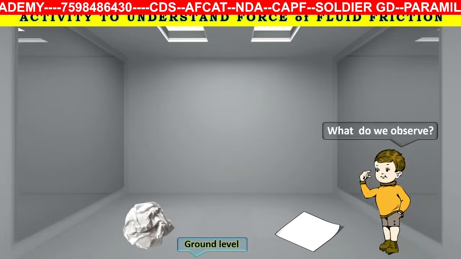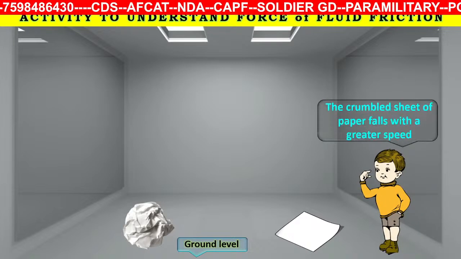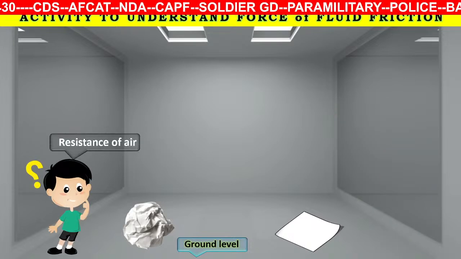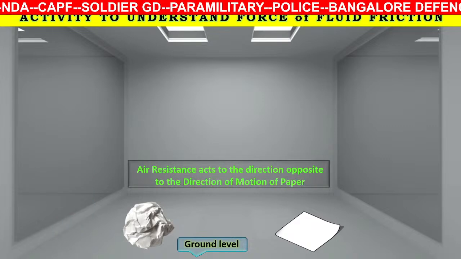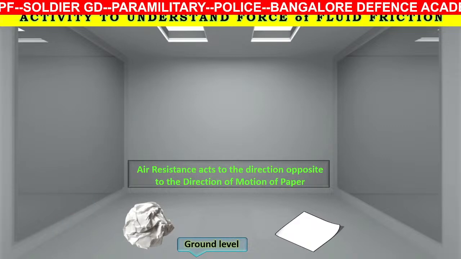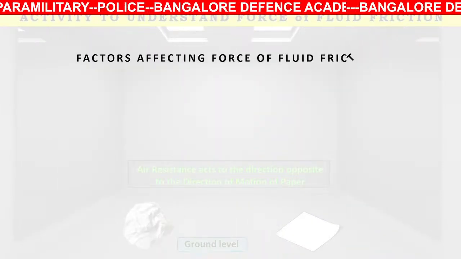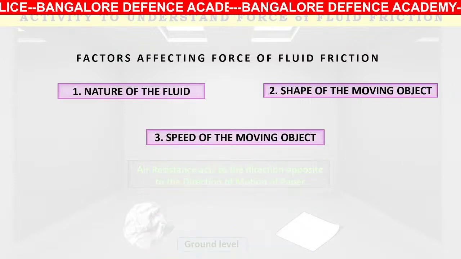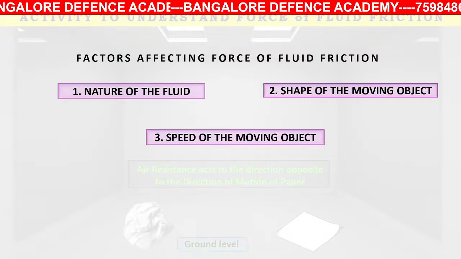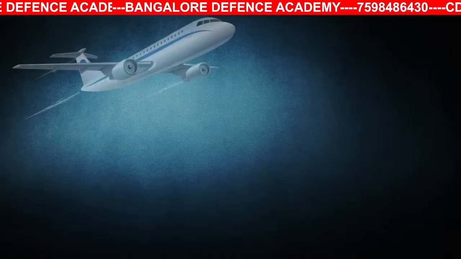So why did it happen like this? Yes, the crumpled sheet comes down faster because of the resistance of the air. Air resistance acts in the direction opposite to the direction of motion of the paper. Okay, so the factors affecting the force of fluid friction are the nature of the fluid, the shape of the moving object, and the speed of the moving object. Now look at this one by one.